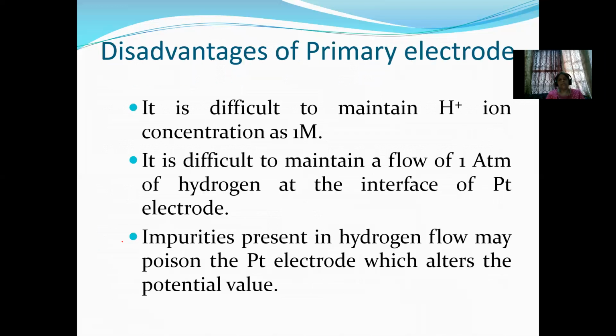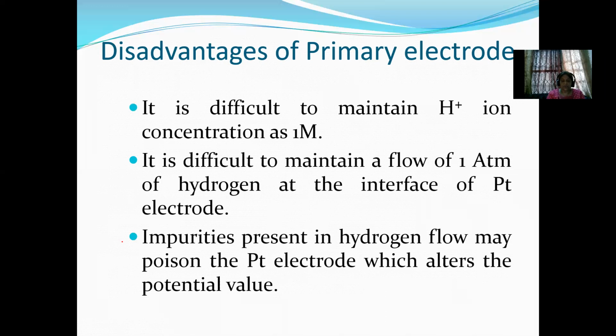But what happens is this primary electrode has many demerits or disadvantages, because when we are talking about anything which deals with hydrogen gas, it is always dangerous, because you have to maintain that hydrogen gas at 1 atmospheric pressure. You have to handle hydrogen gas, which is highly inflammable. It is dangerous. So maintaining that hydrogen gas in a cylinder and then maintaining it at 1 atmospheric pressure is difficult.